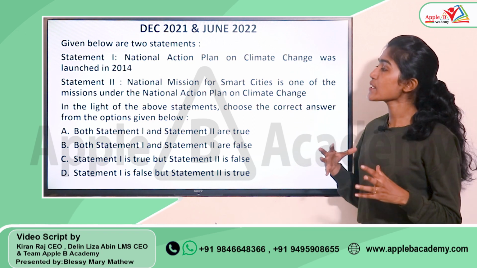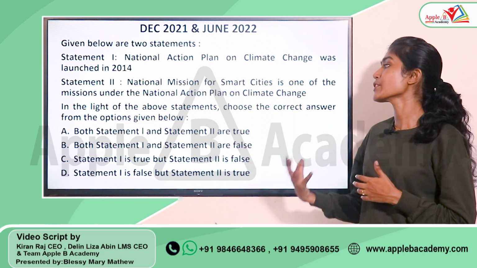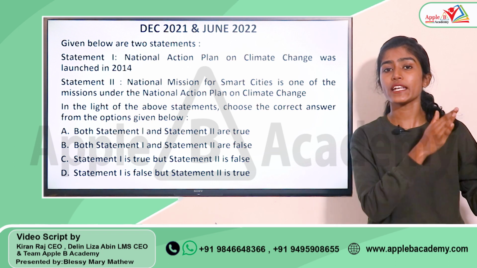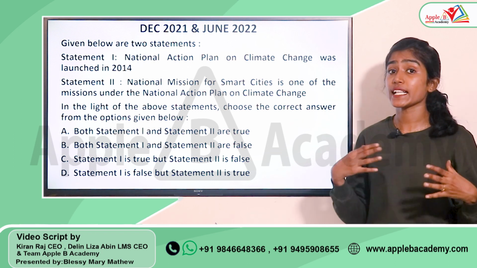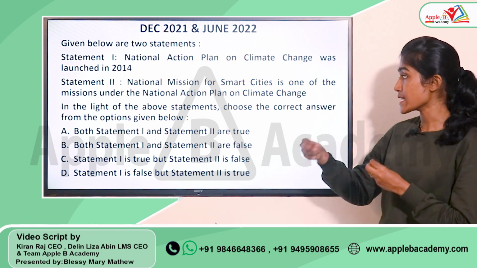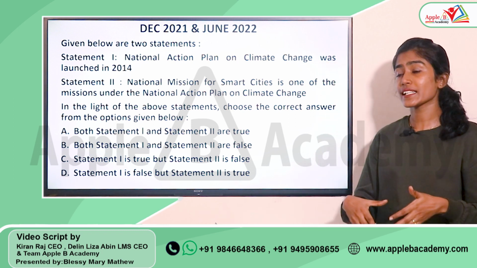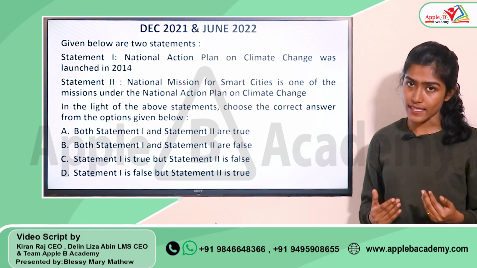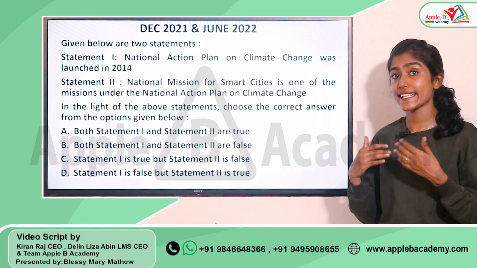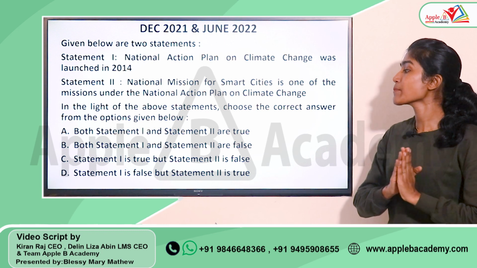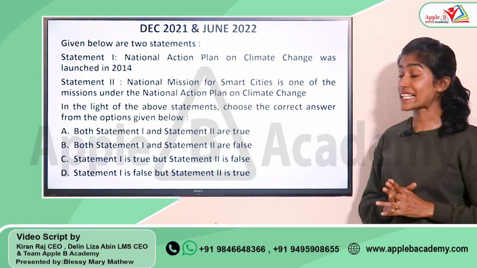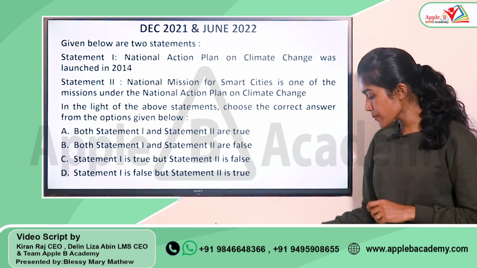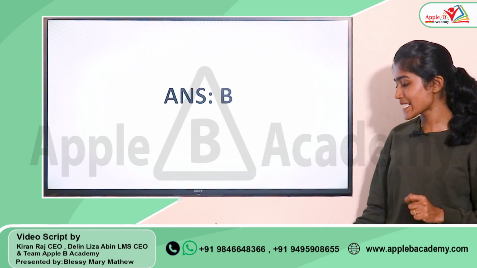Statement 2 says the National Mission for Smart Cities is one of the missions under the National Action Plan on Climate Change. We have already discussed the 8 national missions that we can consider under NAPCC, and in that list we haven't seen anything of this sort, a National Mission for Smart Cities. So in that respect, statement 2 is again wrong. So both statement 1 and statement 2 are false is the right answer for this question. That is option B. So the right answer is option B itself.